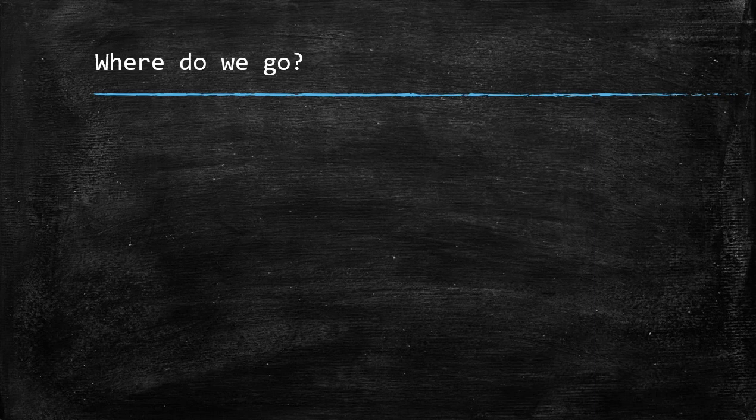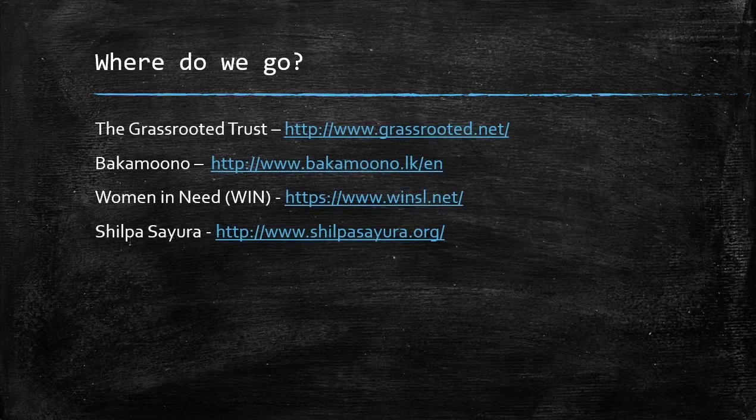Okay, let's say we come across situations like this. These are four websites you can check. The links will be in the description below. These are four organizations. They work very closely with this. Grassrooted Trust, Bakamuno, Women in Need, and Shilpa Sayura. Please check them out. They have great resources on what we can do, how we can safeguard ourselves.